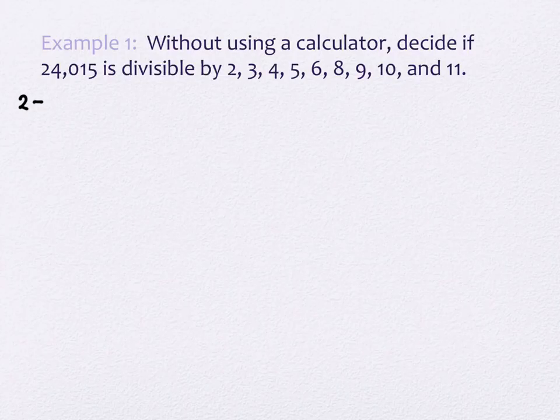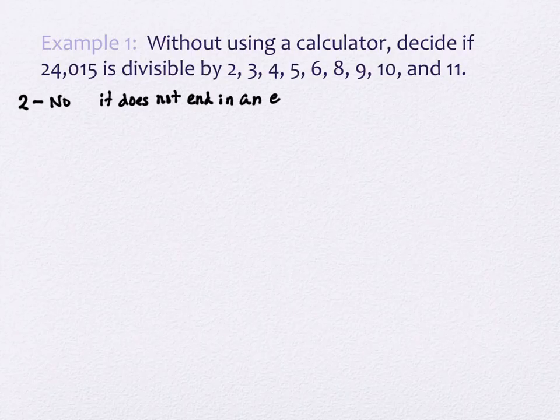Does 24,015 divide by 2? No, it is a no. Why? Because it does not end in an even digit. Notice I didn't say because it's not even. I said because it does not end in an even. It's all about what it ends in that makes that decision.